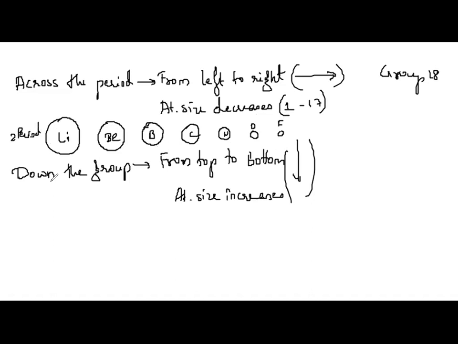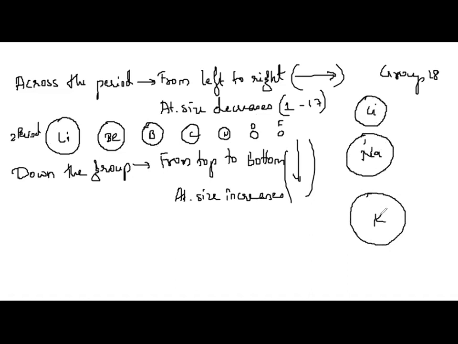And when I move down the group, what does that mean? First is lithium, let me say lithium is so much. The next element will have so much size, after that it will have so much size, and it goes on increasing. So if this is lithium, below lithium is sodium, below sodium is potassium. Atomic size goes on increasing.